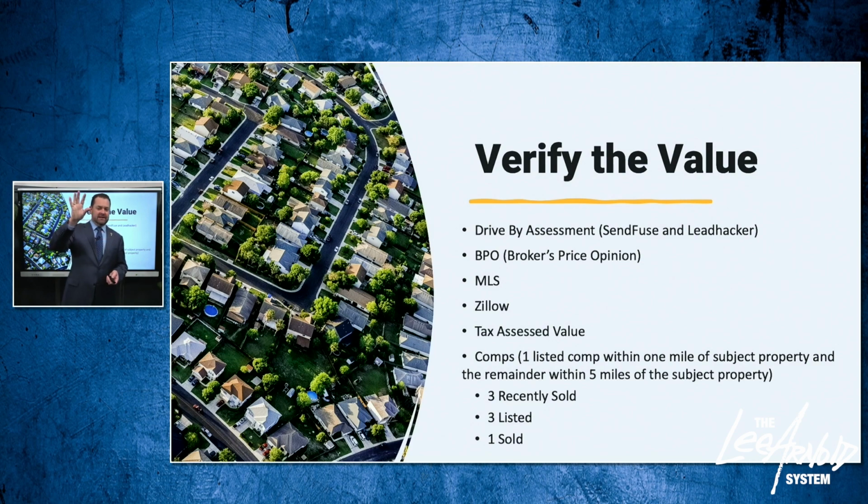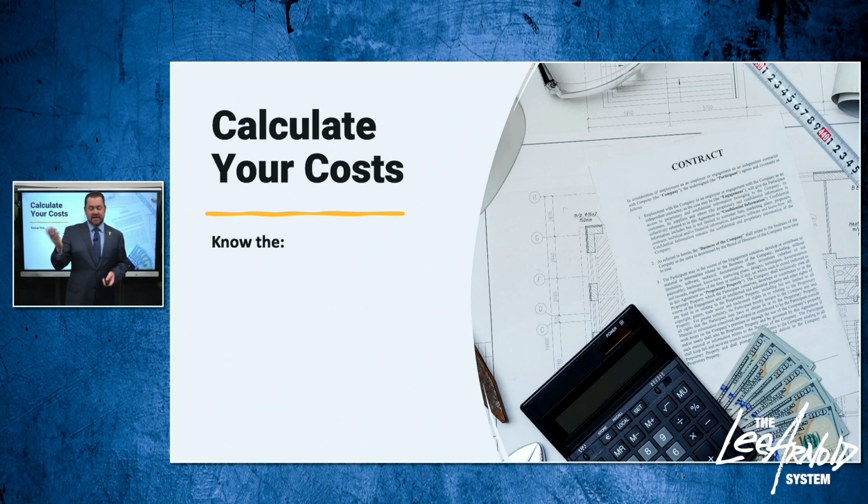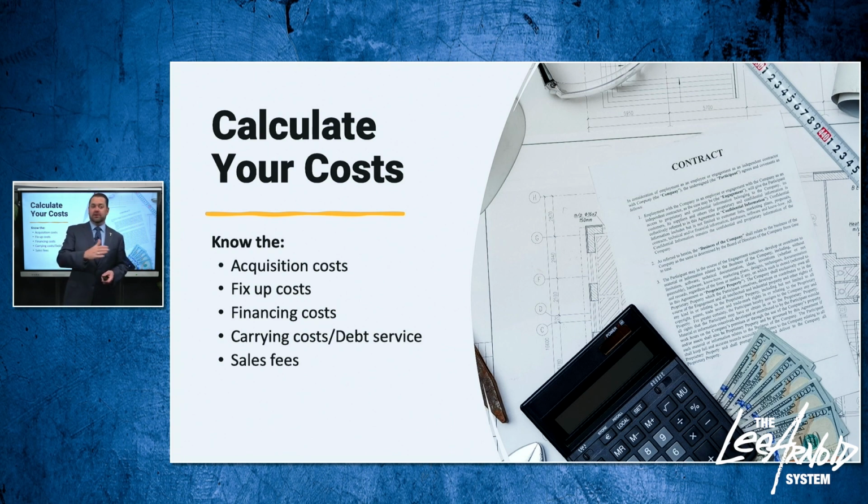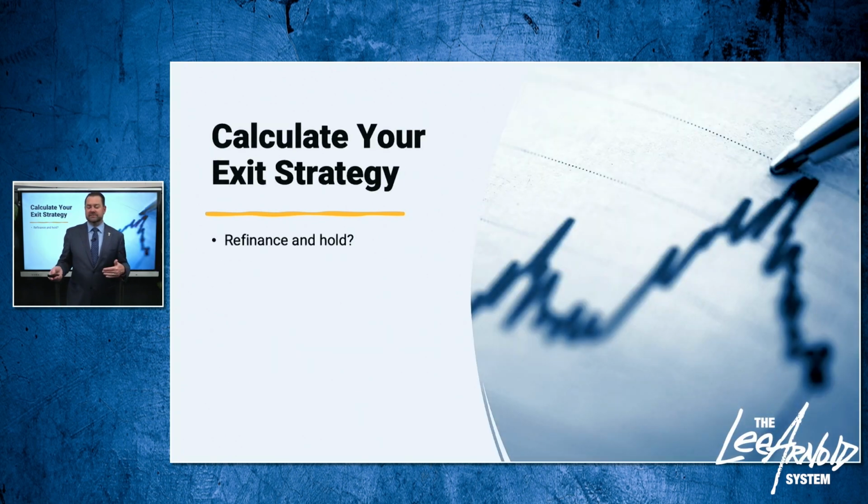Now that we have a pretty good idea of what the value is, and a good idea of what the underlying debt is, now we need to go in and calculate our costs, okay? So what is it going to cost us to buy it? What is it going to cost us to fix it? What is it going to cost us to finance it? What is it going to cost us to carry the cost or the debt service? So what are our monthly expenses for the duration of time that we own this asset? And what are our sales costs? Now, when we calculate all these things together, we're going to know very clearly what our expected profit is.